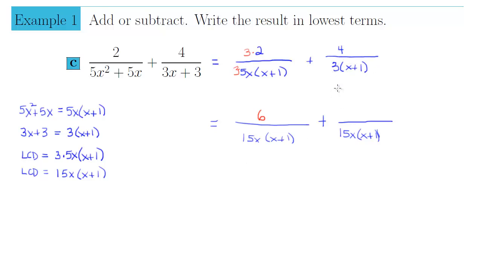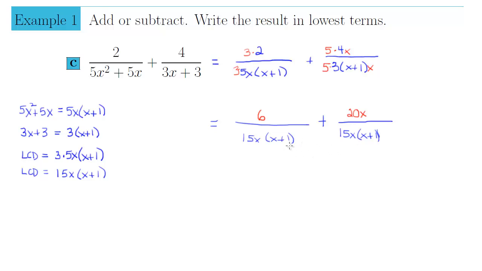We now turn our attention to the second rational expression, 3 times x plus 1, and we want to change it into 15x times x plus 1. Focus on the number first, 3. 3 needs to get multiplied by the factor of 5 because 5 times 3, or 3 times 5, is 15. So we need to multiply our numerator by 5. The x plus 1 is already present, but we're missing this extra factor of x. So we'll also need to multiply denominator and numerator by x. This tells me that the new numerator is 5 times 4 times x, or 20x.